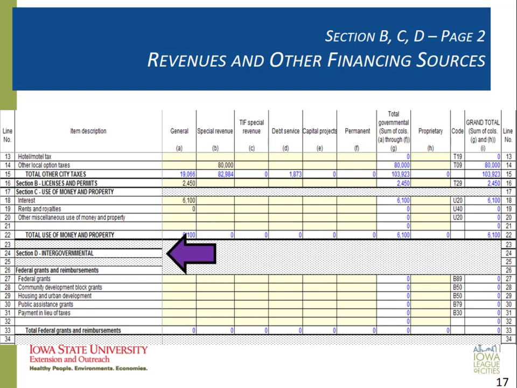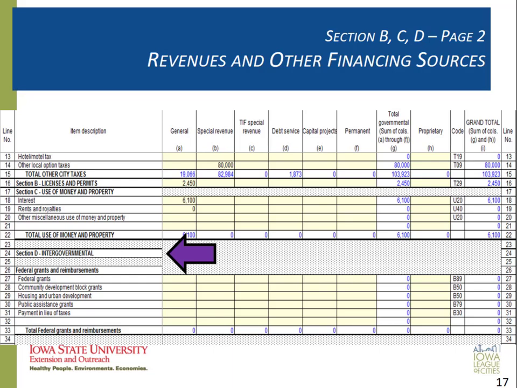Let's move to Section D, Intergovernmental Funds. Intergovernmental funds are revenues that are coming from other governments. It could be coming from the federal government, or you may be having money that is coming from a state or local government.